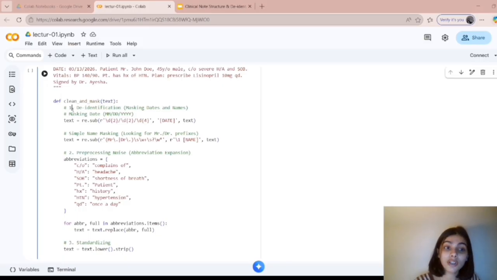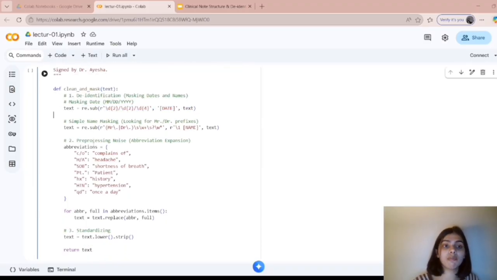Okay, so first of all, we're gonna do the de-identification. We are gonna mask the date. We have a blueprint here. We are giving this re.sub for the text, and we're gonna say \d{2} and \d{2} again and \d{4}. This is giving us the blueprint: the month, the date, and the year. Okay, so this is how we are masking the date.